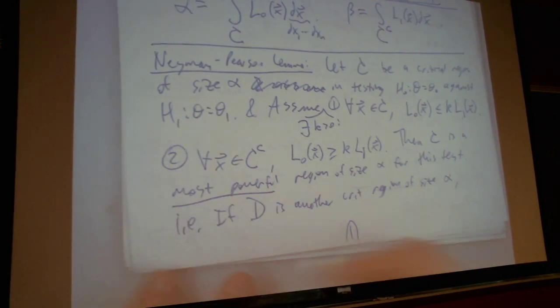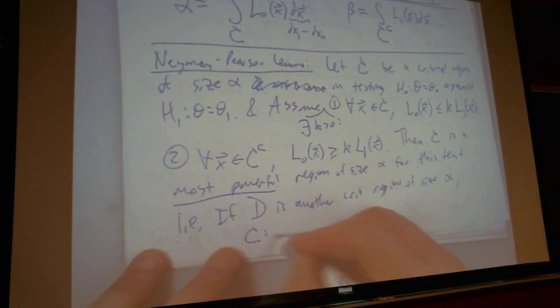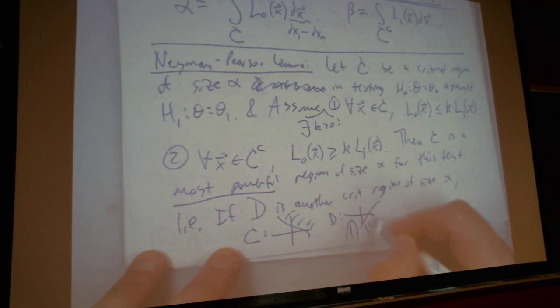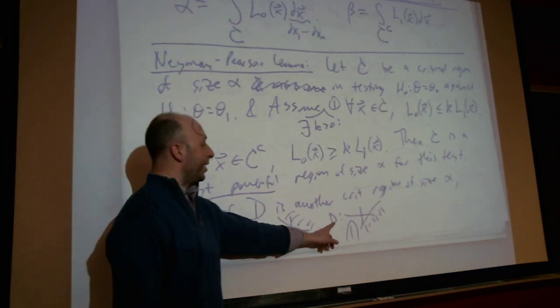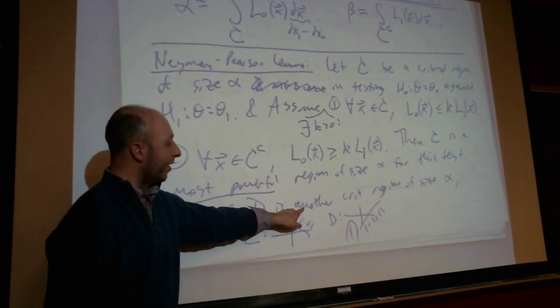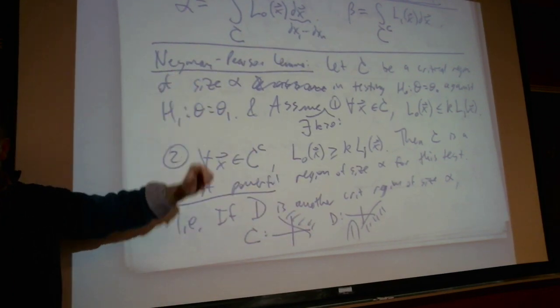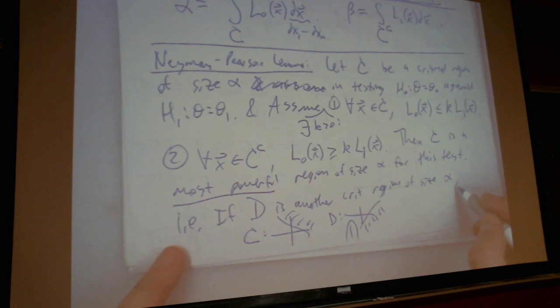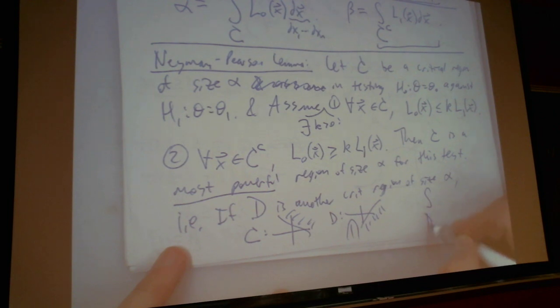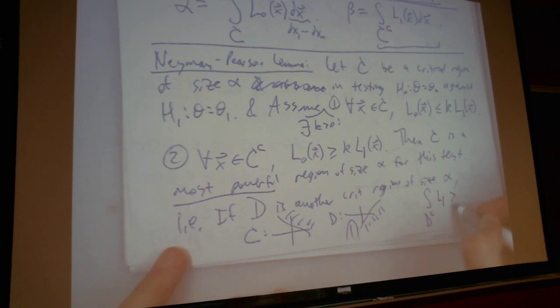And what you should be thinking is, we talked about this last time, the critical region might look something like this, and then the alternative region might look something like this or whatever. The other critical region. So both of these regions have integral alpha against the probability density. If D is another critical region of size alpha, then the power of D, in other words, the integral of the complement of D on L1, will be bigger than the complement on L1 of the critical region C.